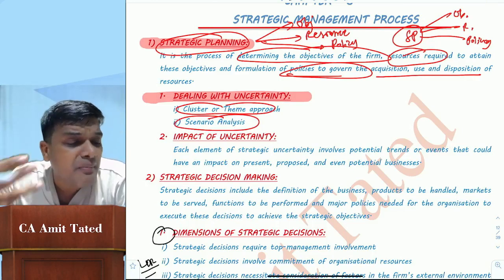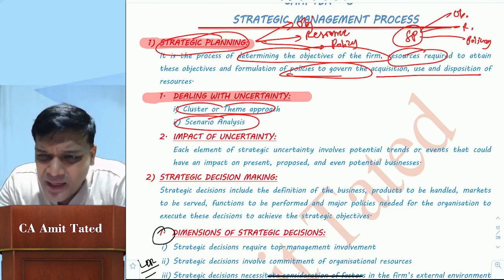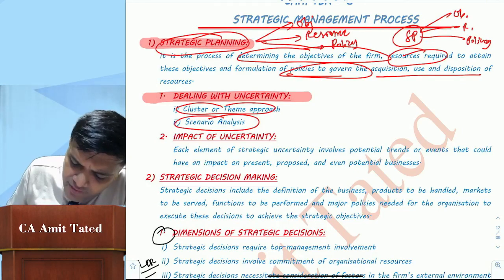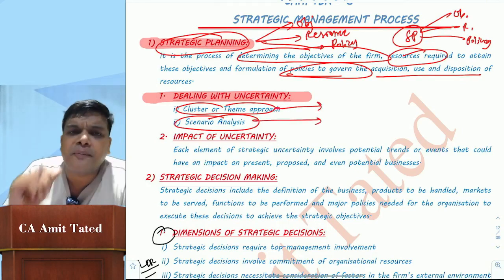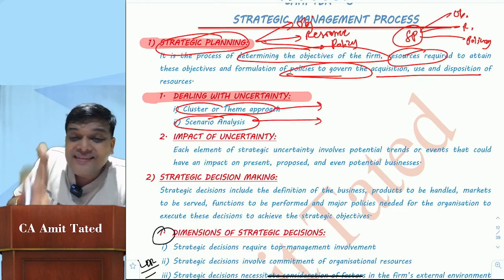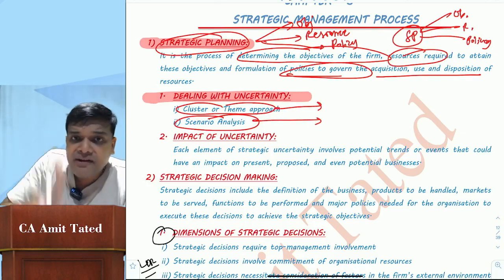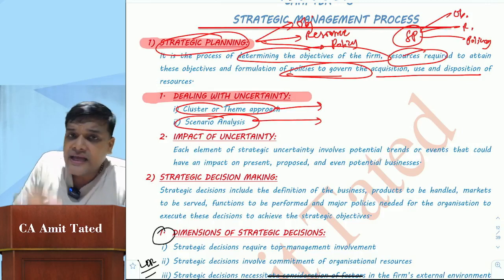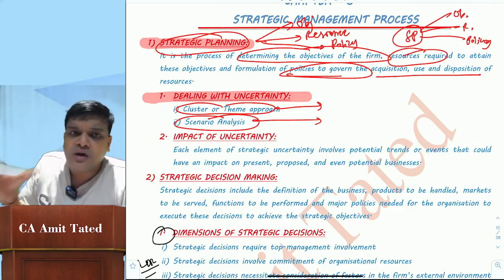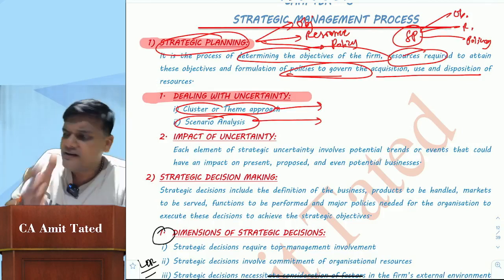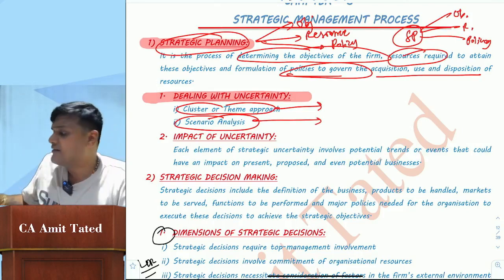Whenever you study your main book, you will come to know, but the answer is conceptually very easy. When I say cluster approach or theme approach, cluster means what? Whenever uncertainty comes, I will plan it separately. यानी जब भी uncertainty आएगी, मैं उसको बाजू में रख दूंगा. Uncertainty comes, keeping aside.